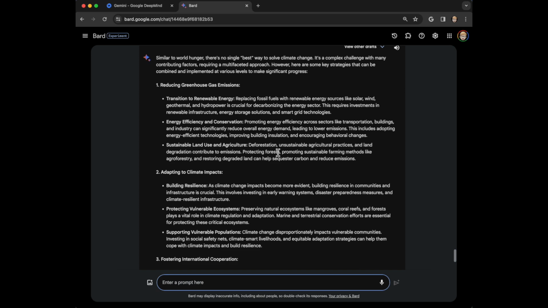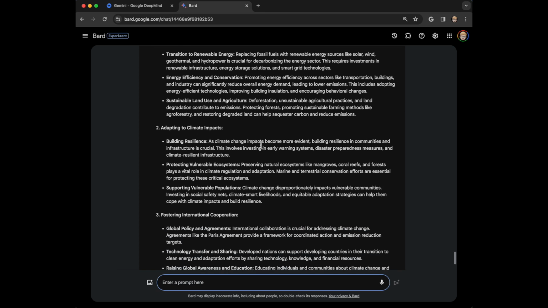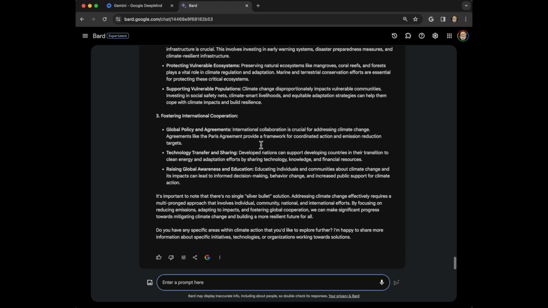So, greenhouse gas emission, reducing that, adapting to climate impacts, fostering international cooperation. So very similar stuff that I've seen in the past. So now I want to ask it some system questions about itself, and let's see if it understands, how do you protect my privacy?